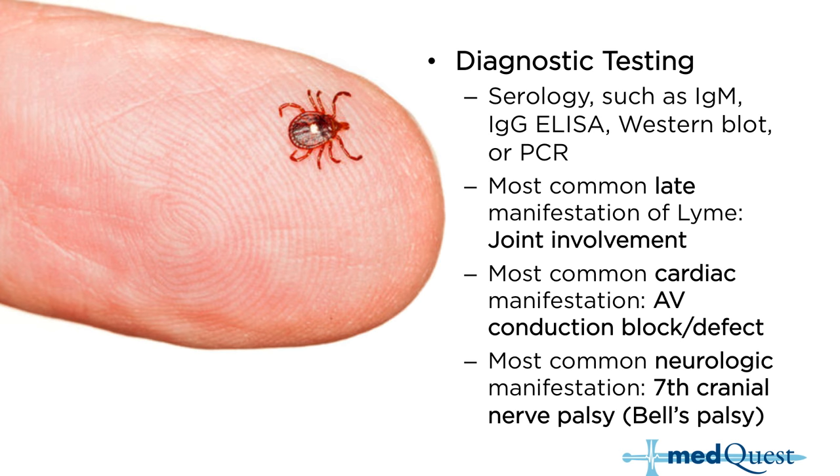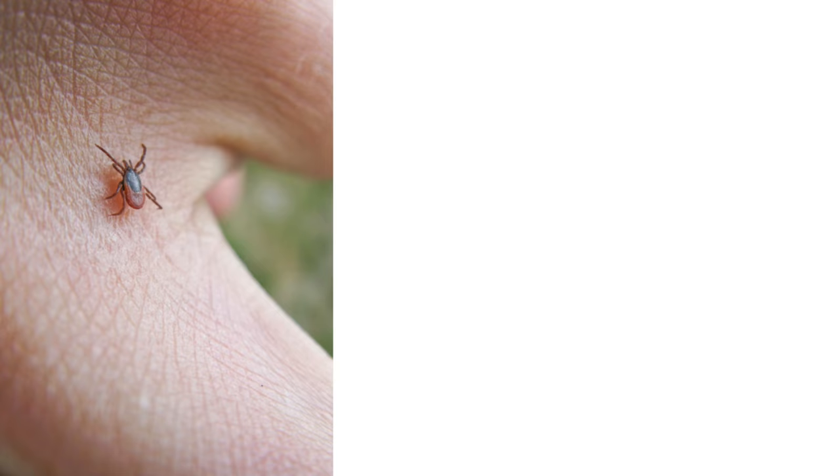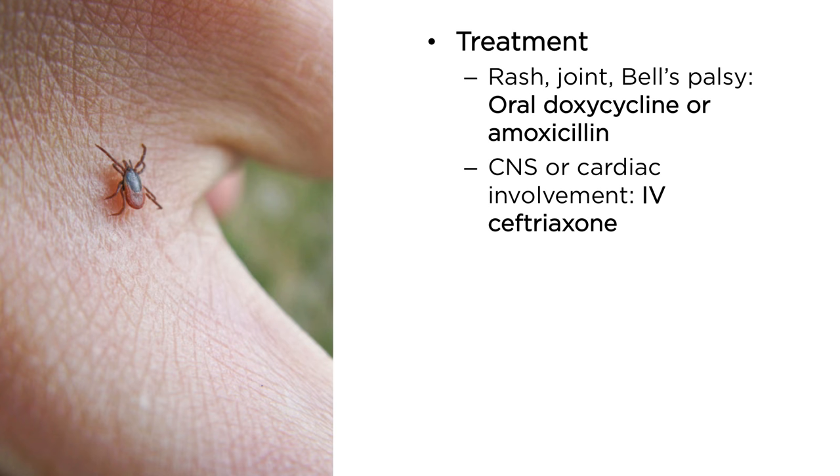Does the seventh cranial nerve palsy, the facial palsy, need IV ceftriaxone? No, because facial palsy is not part of the central nervous system. You'd use intravenous ceftriaxone if it is Lyme meningitis. CNS or cardiac is IV ceftriaxone.